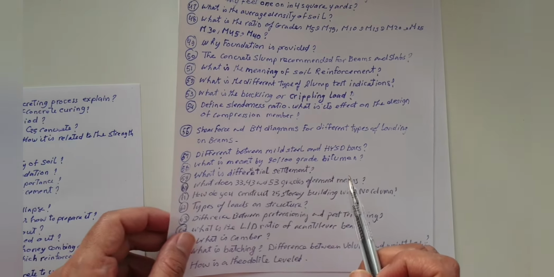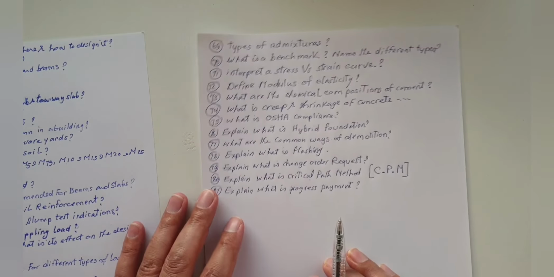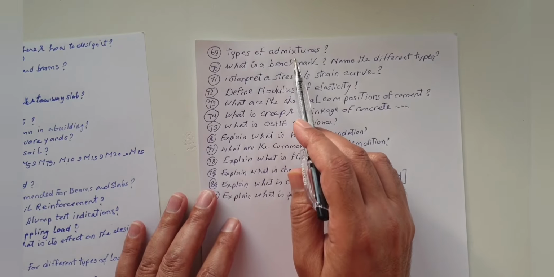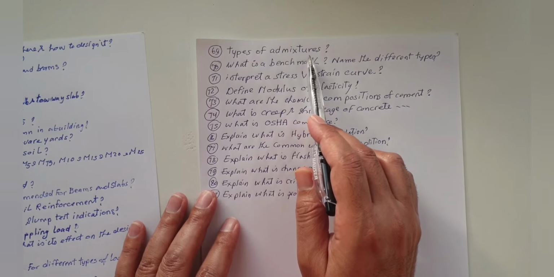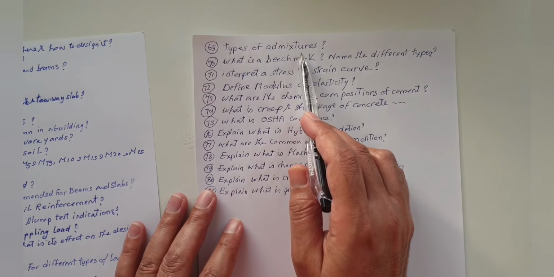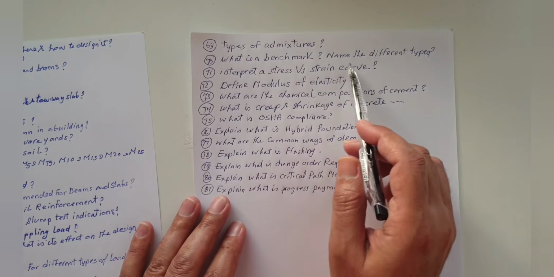What is the difference between secant pile and contiguous pile? What kind of shoring is used in skyscrapers or high buildings? What are the types of admixtures? How can we increase the workability of concrete? What is a benchmark? Name the different types.